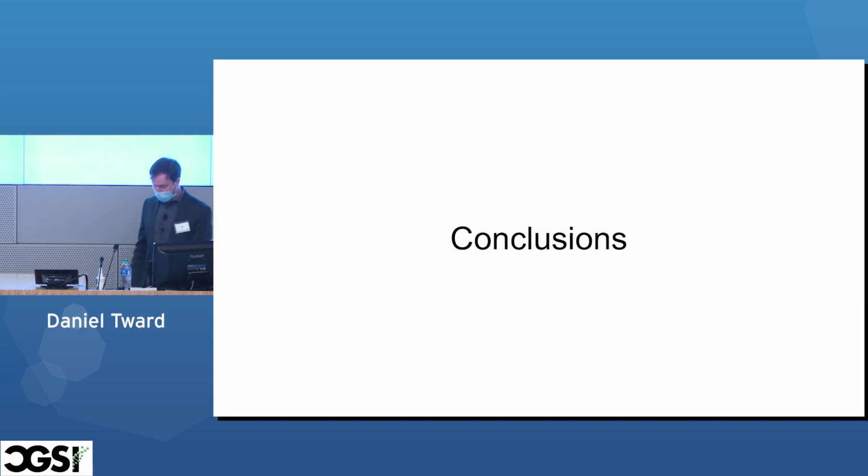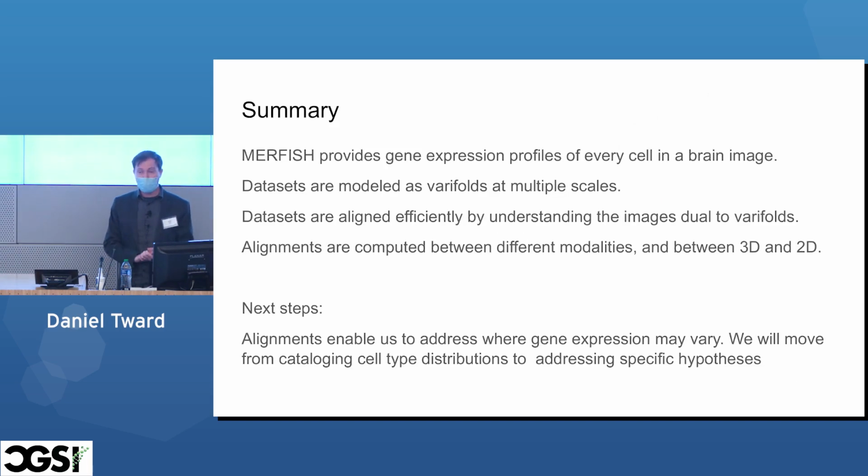All right, so let me finish up. I think I'm going to be right on time. I just wanted to summarize. MERFISH provides gene expression profiles for every cell in a brain image. It's a very promising new technology that can be used to catalog all of the cells in the brain.